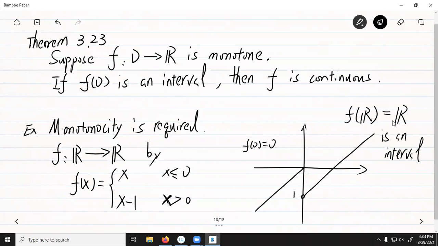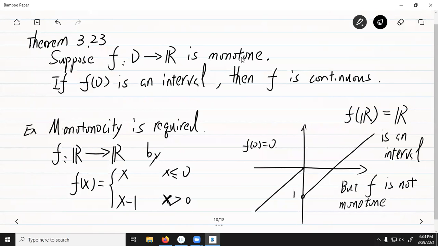But this f is not monotone. Why? You can see that one x value taken here is greater than the x value taken here, and another is less than the x value taken here. Sometimes it's greater, sometimes it's less. So it's not monotone.